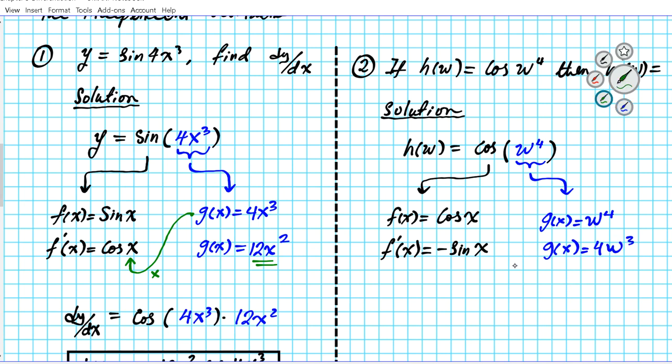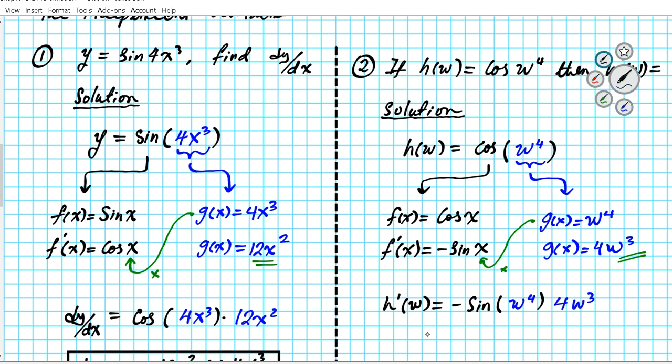So using the chain rule to finish this off, we're going to have the derivative of the outer evaluated at the inner. So plug the inner in it, times the derivative of the inner function. So let's see, h prime of w is equal to negative sine. So derivative of the outer is negative sine composed with the original inner, times the derivative of the inner function, which is 4w to the third.